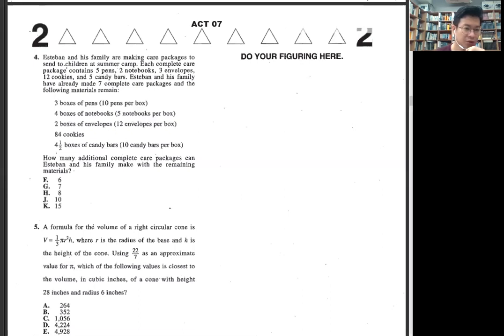Making care packages for the summer camp. Each complete care package contains 5, 2, 3, 12, 5, 25. The family already makes 7 complete packages and the following remain. How many additional complete care packages can Masterman and his family make with this remaining material?